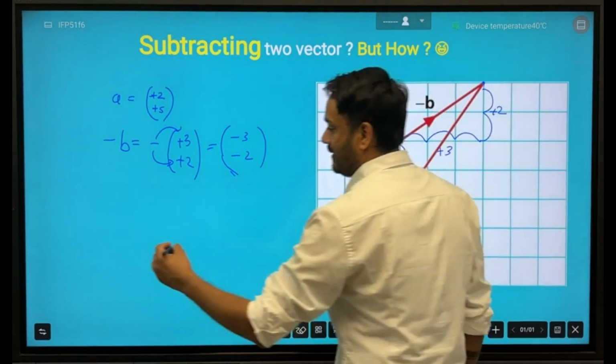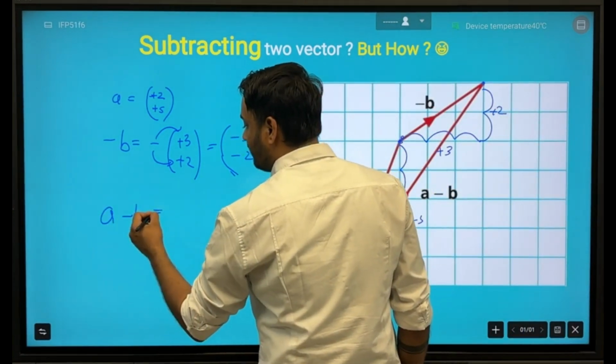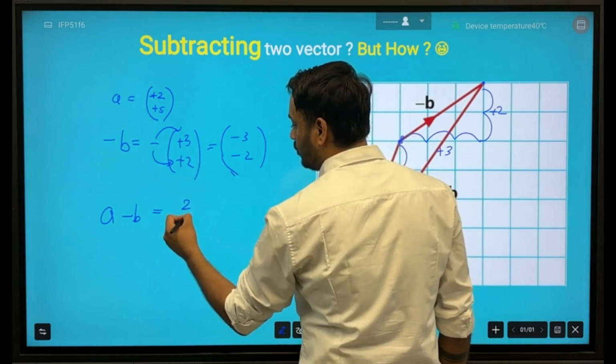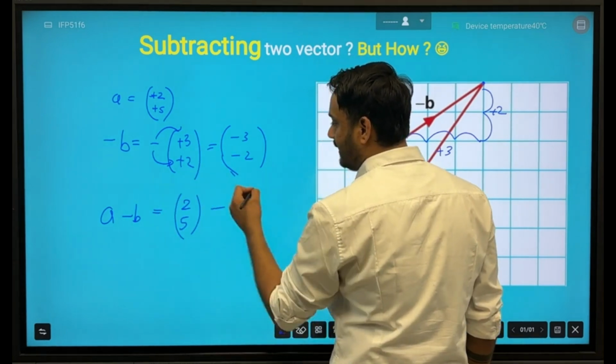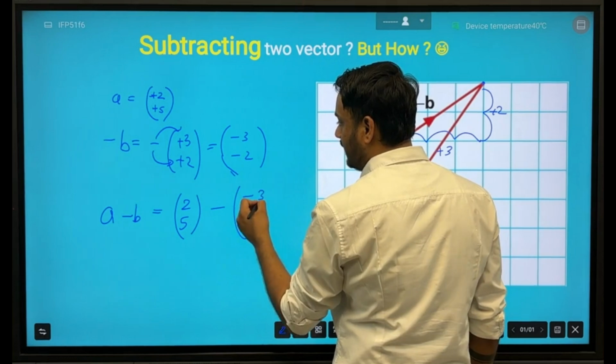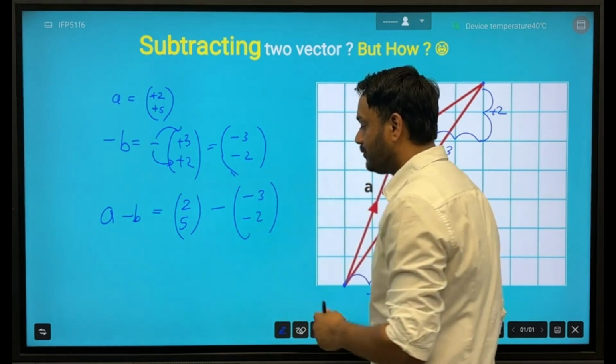Now we need to subtract them. So a minus b will be what? The values will be 2 and 5 as it is. Then subtract the value of vector b. Vector b will be -3 and -2.